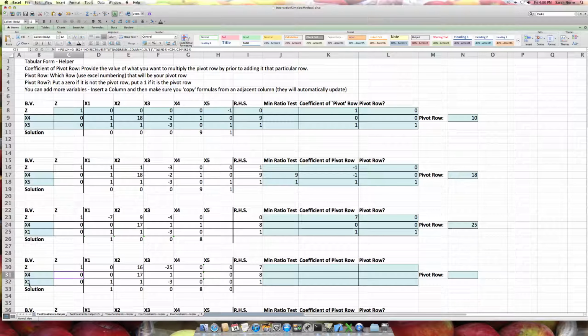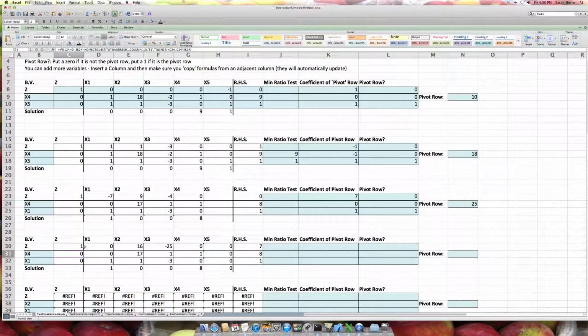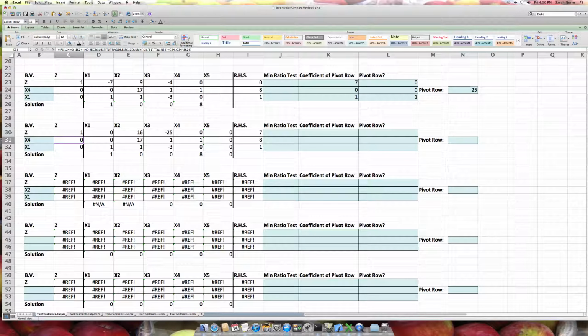And now I want to know, is this in the correct form? So I scroll down a little bit. I'm looking. I have x4, 1 and all zeros. x1, 1 and all zeros. Their solution values equal their right-hand side of the corresponding constraint. Yes, I'm in the correct form. Now I can ask, am I optimal? I look at my reduced costs.